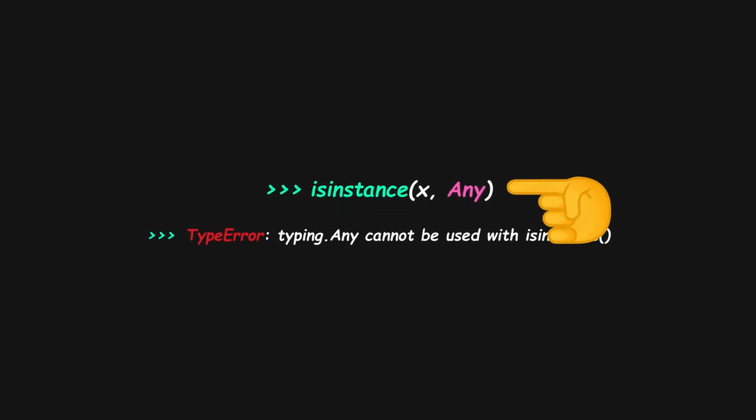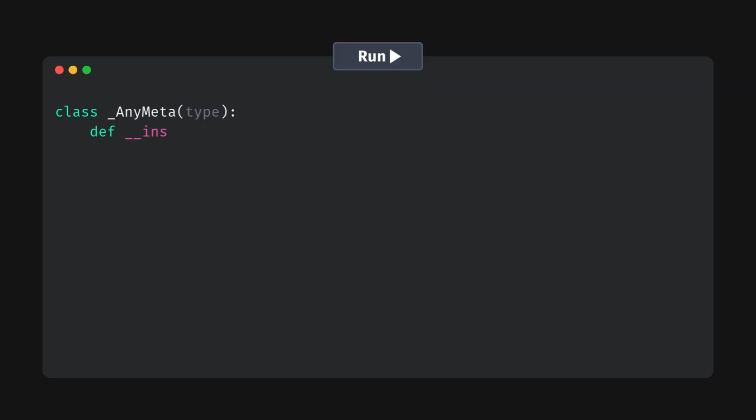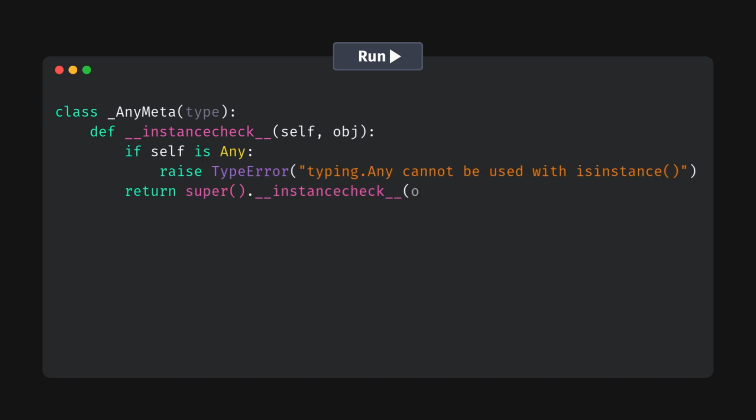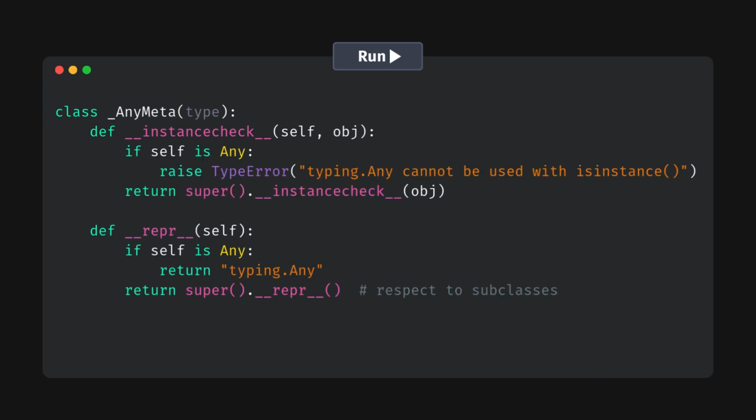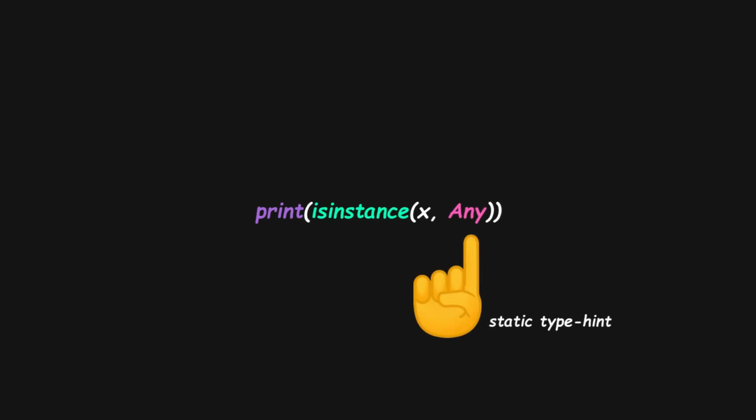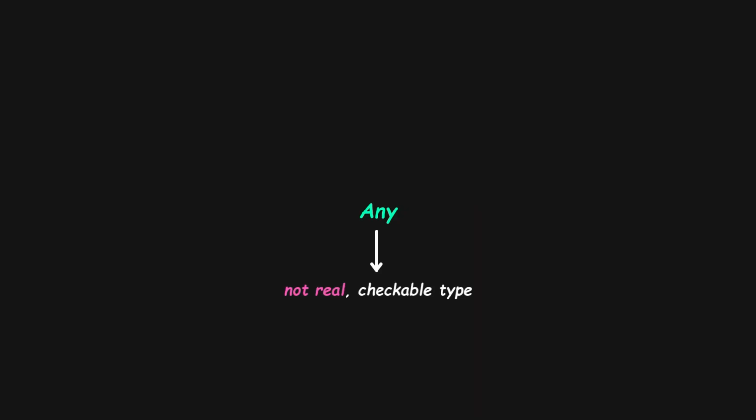So, why can't we check if something is an Any type? To answer that, let's look at the hidden metaclass called _AnyMeta that controls Any's behavior. The __instancecheck__ method is defined in this class, which is a built-in method Python uses when we call isinstance. This class has been coded so that if we try this, it raises an error. In other words, Python doesn't actually allow Any to be used with isinstance. This keeps Any purely as a static hint. It's not a real checkable type at runtime, but a tool for type checking only.